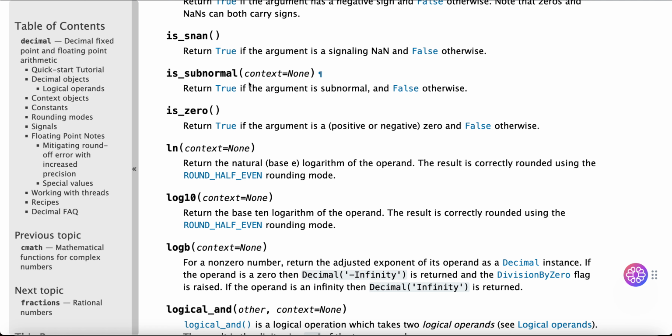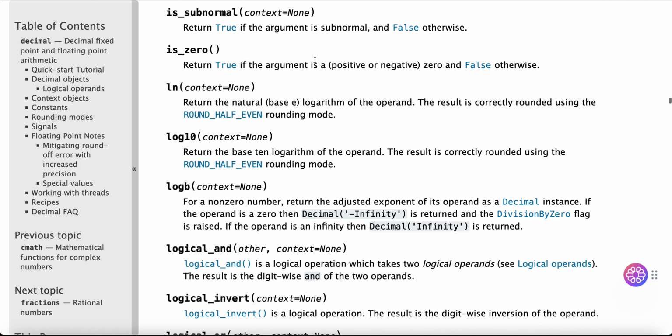is_subnormal, context equal to None. Return True if the argument is subnormal and False otherwise. is_zero.